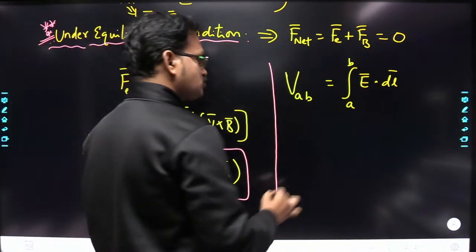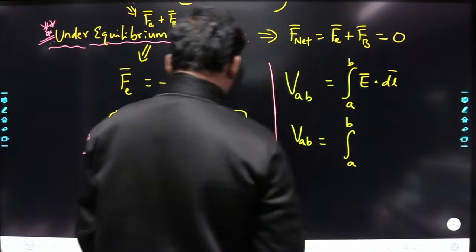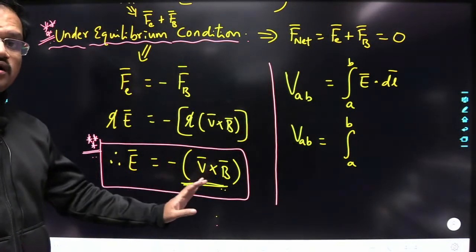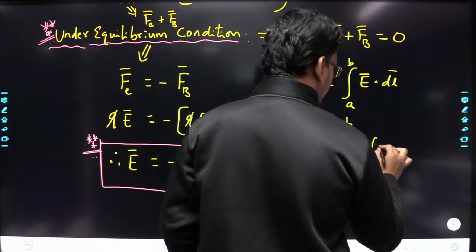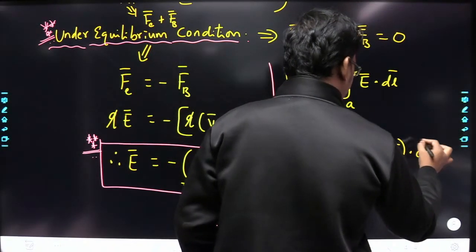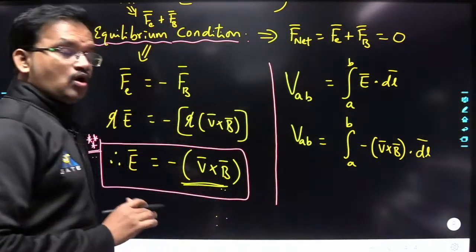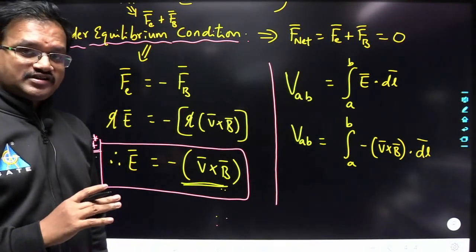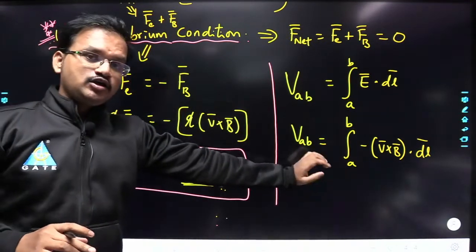So VAB is equal to integral A to B, and the electric field we got is minus of V bar cross B bar. Just substitute here. So what you are going to get is minus of V bar cross B bar dot DL bar. So if you want to determine the potential difference at the ends of the conducting bar, then you can directly use this formula.